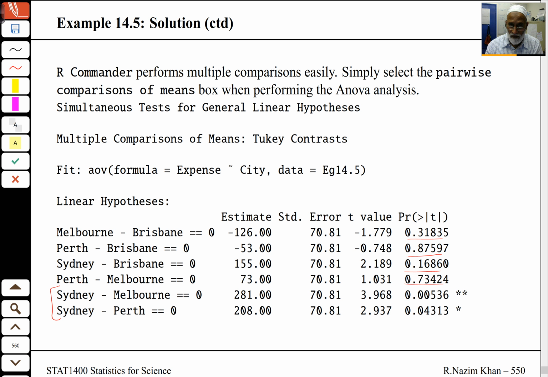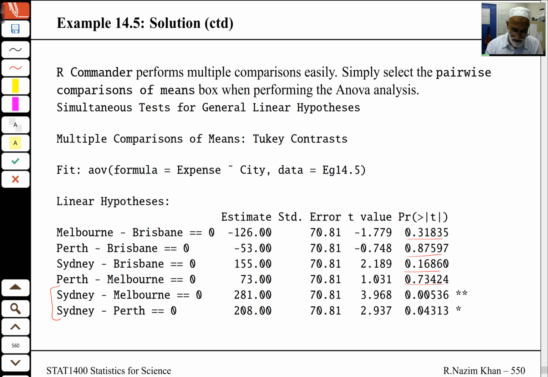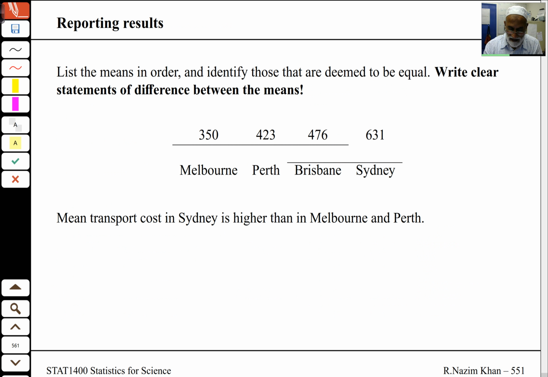A simple way of presenting this is in this form, where I list the means in order, and as I decided earlier, Melbourne, Perth and Brisbane are all the same. Melbourne and Brisbane are the same, Perth and Brisbane, and Perth and Melbourne. But Sydney and Perth, and Sydney and Melbourne, are different.